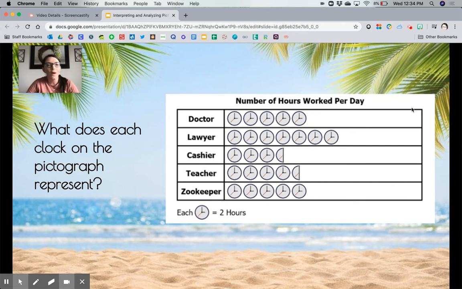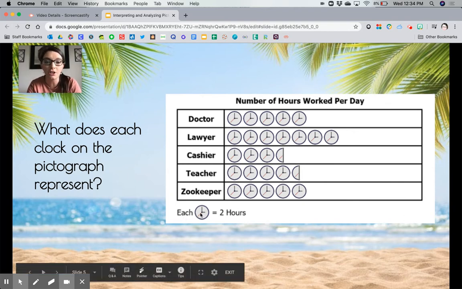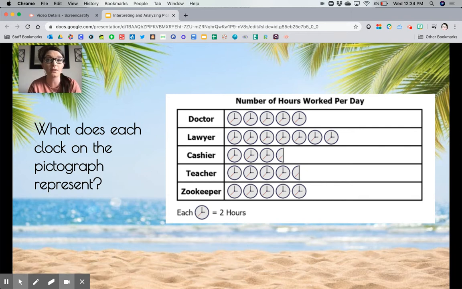It says, what does each clock on the pictograph represent? Well, what that question's asking is what does each clock stand for? So if I look at the bottom, it tells me here, each clock equals 2 hours. So I know every clock that's on my pictograph stands for 2 hours of time.